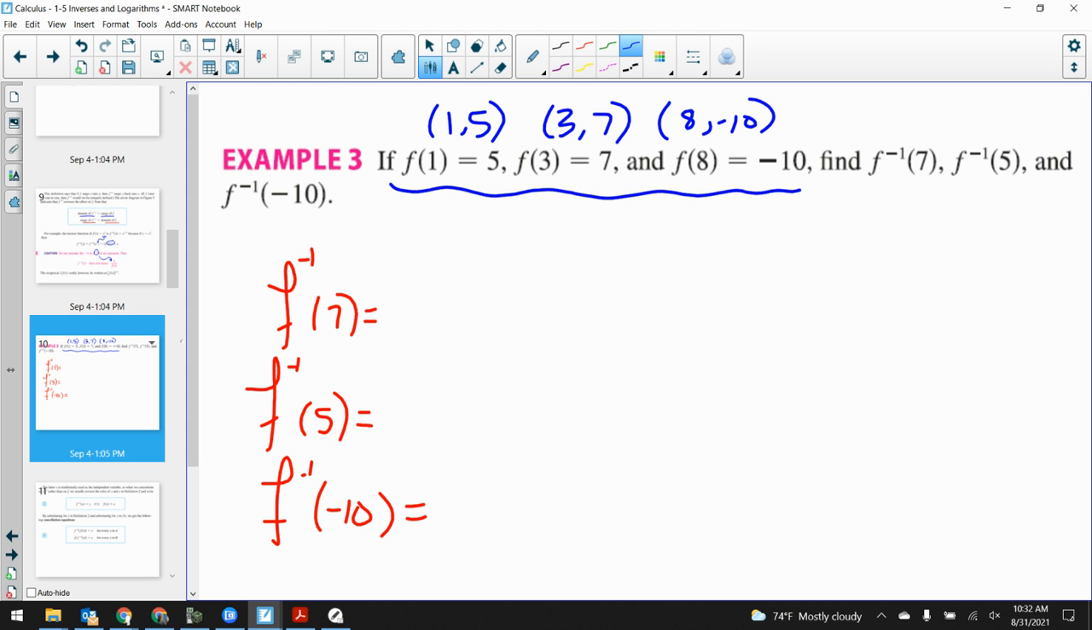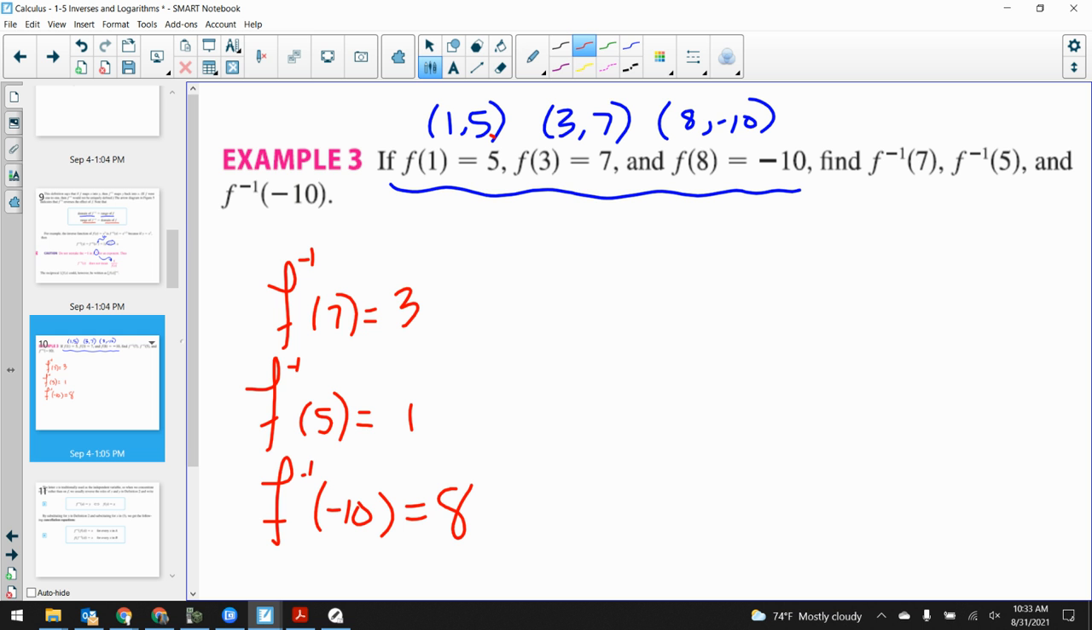If I switch inputs and outputs, and I go to my inverse and I input 7, what's it going to get me back out? 3. If I input 5, what's it going to get me back out? 1. If I input -10, what's it going to get me back out? 8. Inputs of f are outputs of f inverse. Outputs of f are inputs of f inverse. X's and y's are going to flip like that.